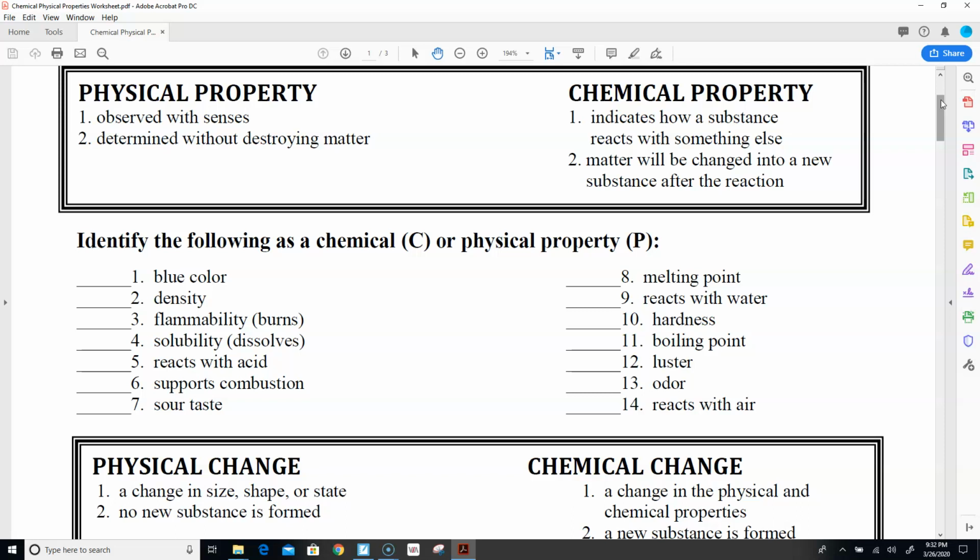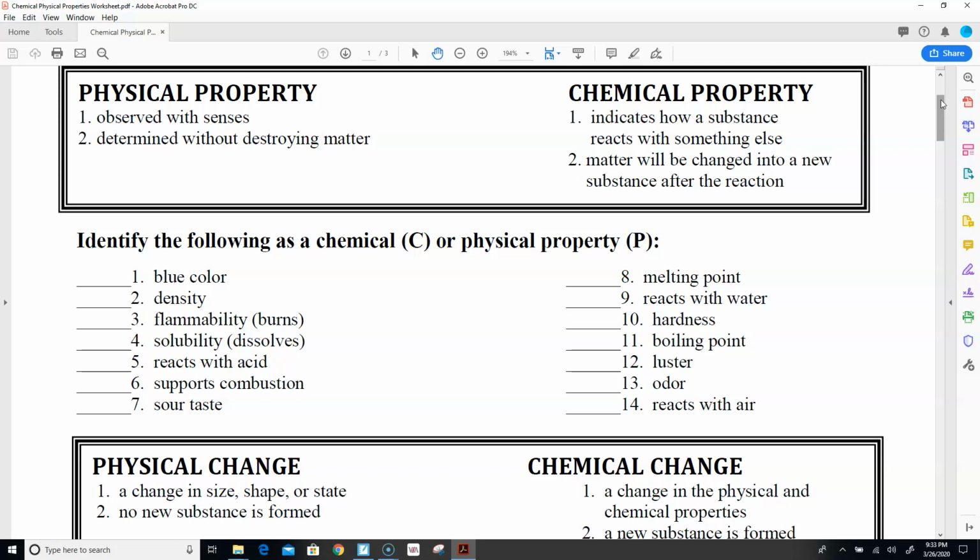Solubility or dissolves. This one's kind of weird because this one could be physical, it could be chemical. I think on the worksheet I only put physical, but dissolves could be chemical as well. For example, if I dissolve salt or sugar in water, that's physical because it's just spreading the substance out. But if I dissolve a nail in acid, that's chemical. So dissolves is kind of a weird one. You have to know what's dissolving in what.